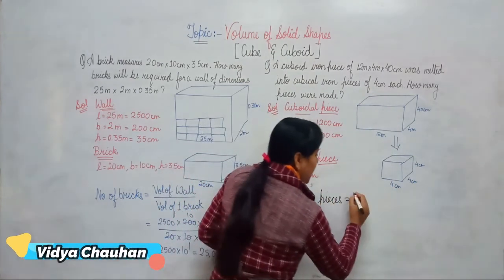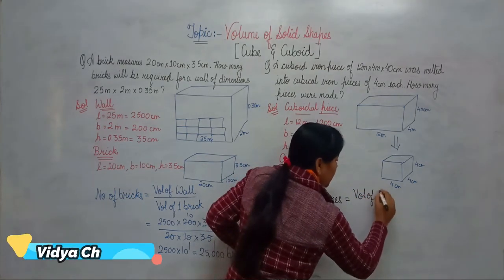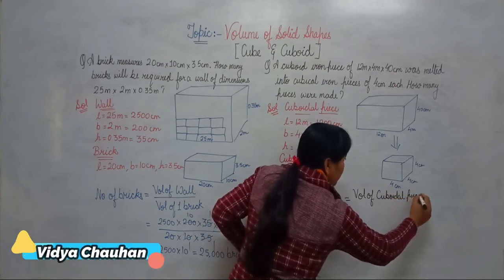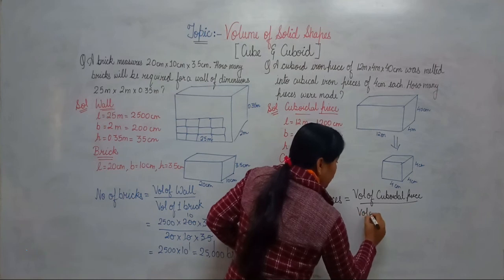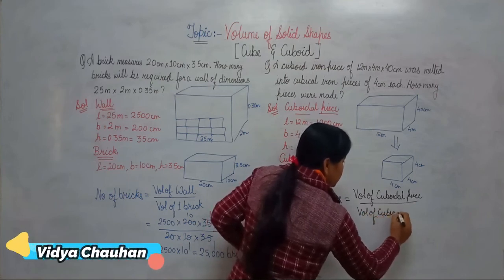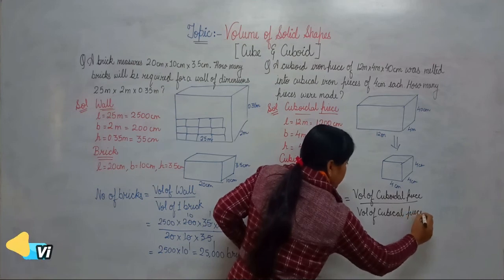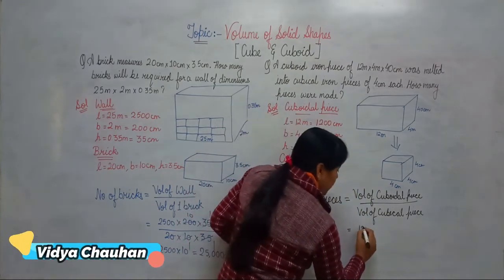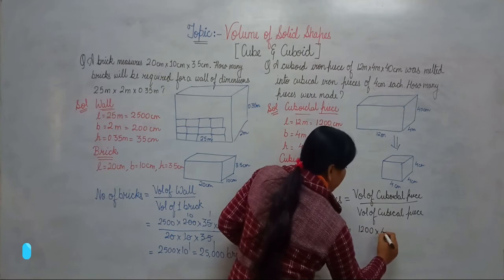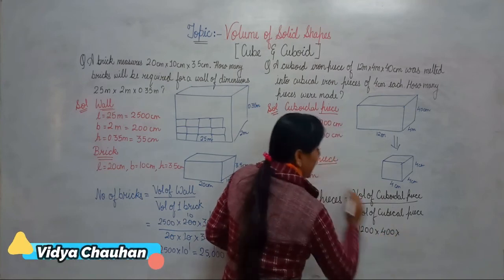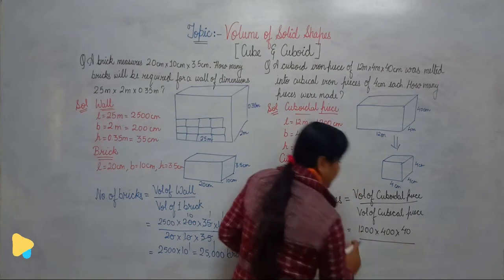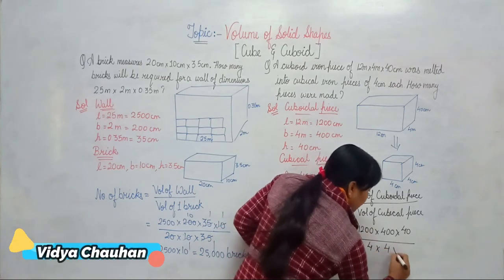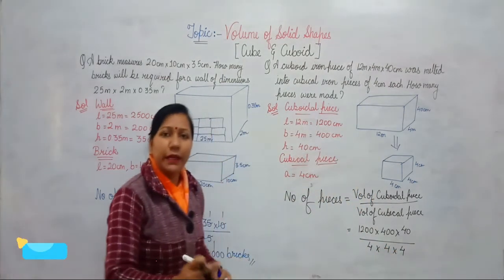So the number of pieces will be equal to the volume of the cuboidal piece divided by the volume of the cubical piece. Understood, students? Now let's put in the volume of the cuboidal piece, that is length 1200, multiplied by breadth 400, multiplied by its height, which is 40 centimeter, divided by the cubical piece, whose dimension is 4 multiplied by 4 multiplied by 4, that is side into side into side.